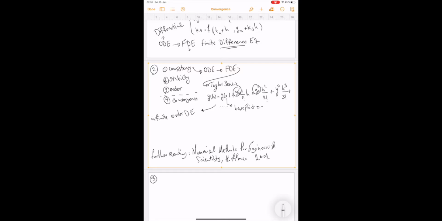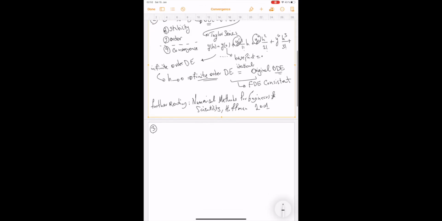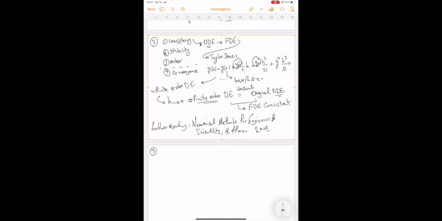And now if you say my h, or grid size, or step size, or whatever you want to call it, goes to 0 in this limit, I will end up with a finite order differential equation. And if this finite order differential equation is identical to the original ordinary differential equation that you started with, that you wanted to solve, then you will say your FDE is consistent. So this is consistency in a nutshell. I don't want to talk more about this, I just want to touch on these topics. So this is consistency. What is stability?